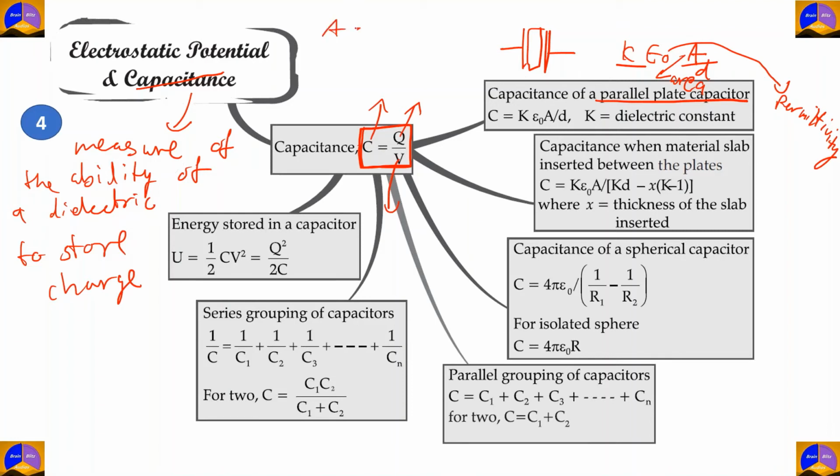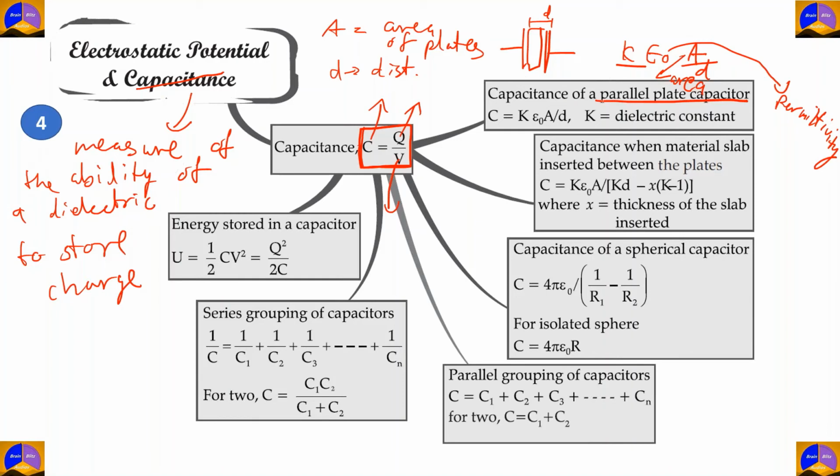A is the area of the plates. And D stands for the distance between the plates. So to find the capacitance of a parallel plate capacitor, we multiply the dielectric constant with the permittivity of free space with the area of the plates of a parallel plate capacitor and divide it by the distance between the plates of a parallel plate capacitor. This will give us the capacitance of this device. Capacitors are usually used in many electronic instruments to store charge.